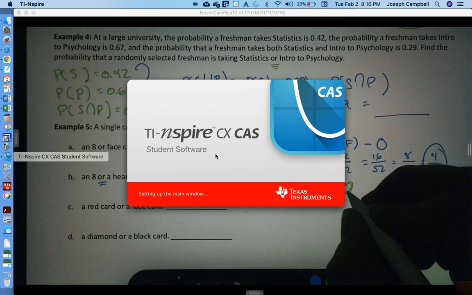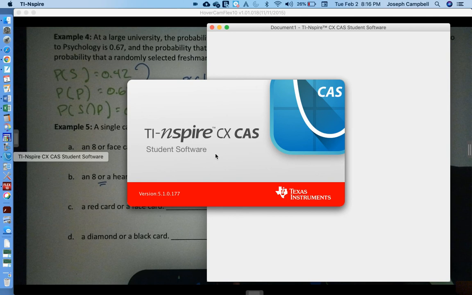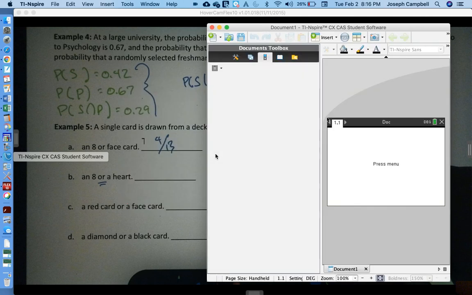So we did this already. There's 4 8s. There's 13 hearts. Okay, and how many 8s are hearts? 1.